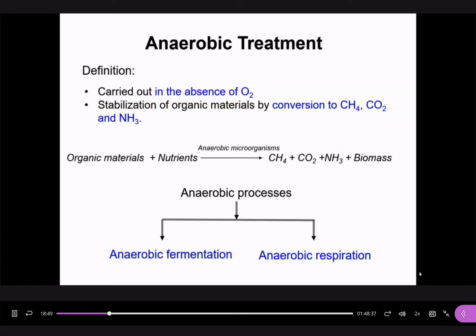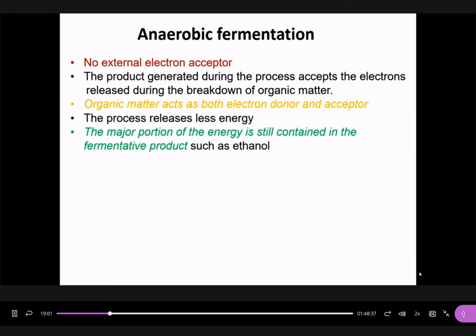We could classify anaerobic processes into two: fermentation and respiration. First, let's introduce fermentation. Everybody drinks wine, beer. That's a fermentation process. You get ethanol. There's no external electron acceptor. We talk about electron acceptors, which are very important in all these reactions. So far, what are the electron acceptors?